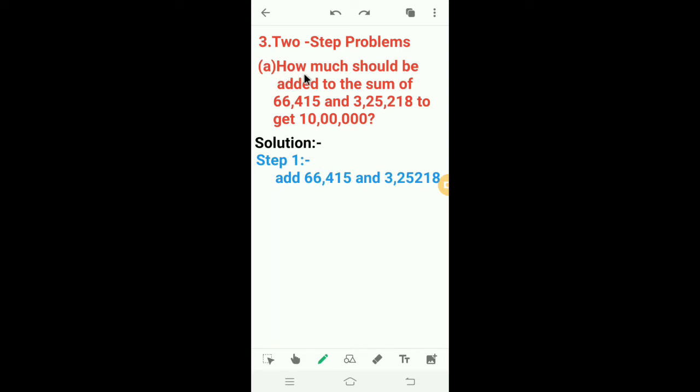In the first one, how much should be added to the sum of 66,415 and 3,25,218 to get 10 lakh? So, in the first step, we have to add 66,415 and 3,25,218.